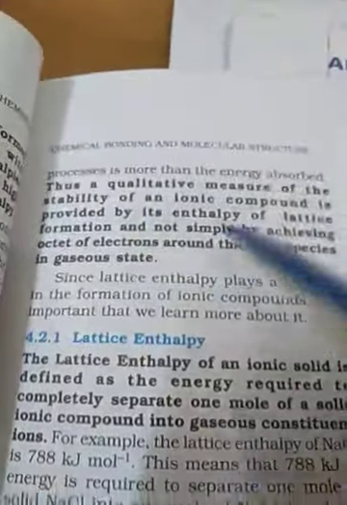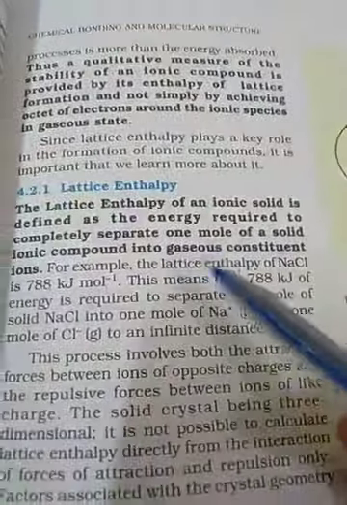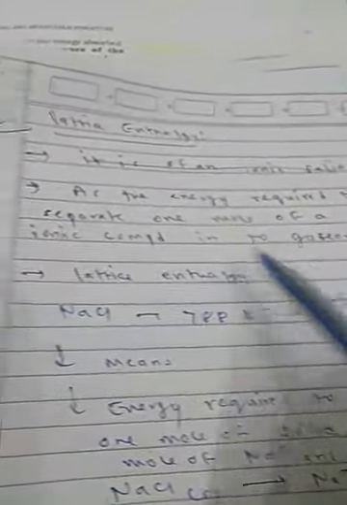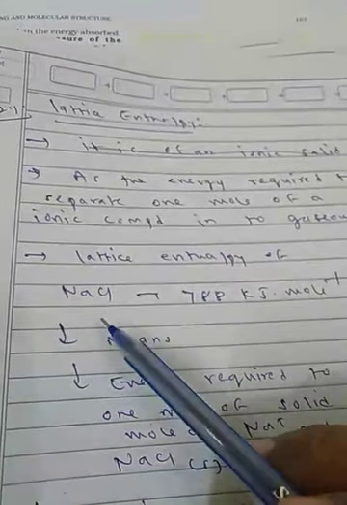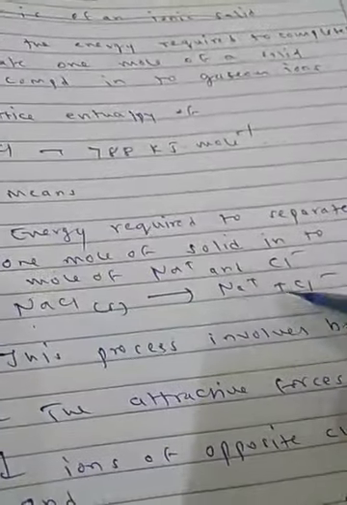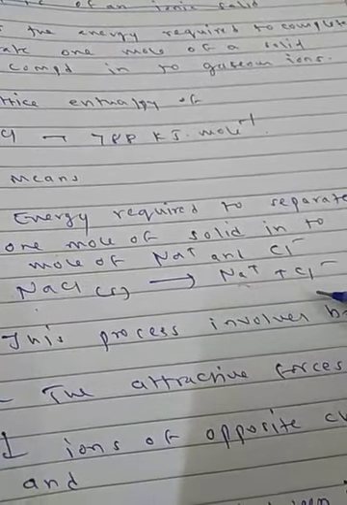Now see, I showed you this up to here only. So that is formation. Now what is lattice enthalpy? It is the energy required to completely separate 1 mole of a solid ionic compound into gaseous ions. The lattice enthalpy of NaCl, earlier I showed you 788, means the energy required to separate 1 mole of solid into 1 mole of Na plus and Cl minus ions. See, here is the crystal formation. We have to separate the ions from 1 mole into Na plus and Cl minus ions.